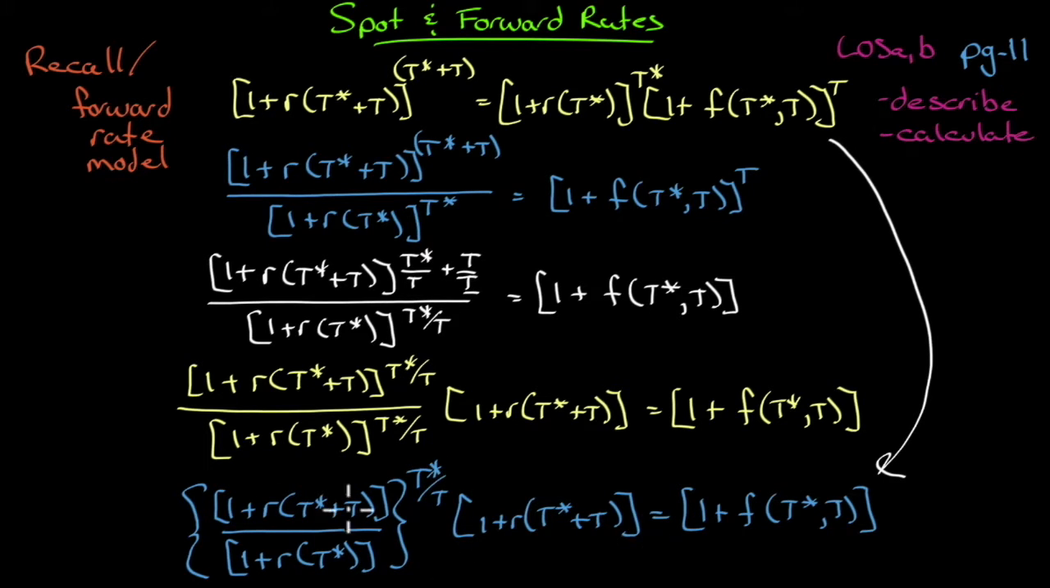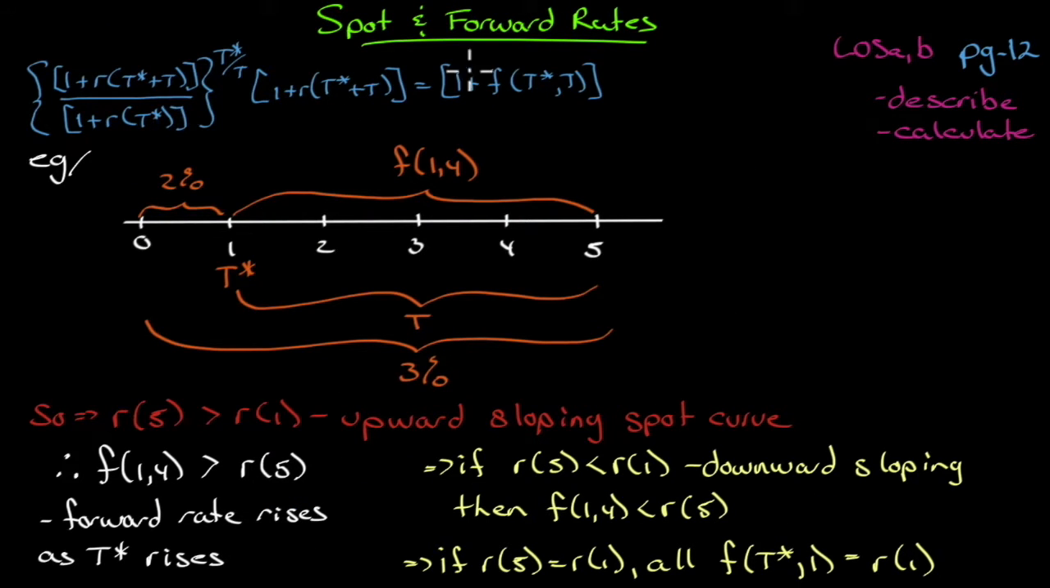So if we can find the spot rates for t star plus t and for t star, and put them into this arrangement, we can find the forward rate for any point in time. Rather than drawing a timeline and figuring out what we need, we could just use this. Let's see if that works. Okay, so this is what we left off with.